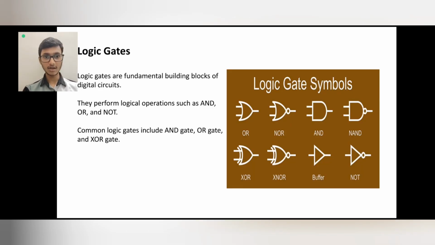Logic gates. Logic gates are fundamental building blocks of digital circuits. They perform logical operations such as AND, OR, and NOT. Common logic gates include AND gate, OR gate, and XOR gate. So these are the basic logic gates.